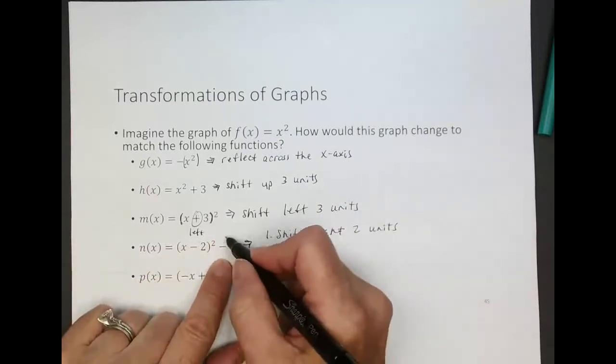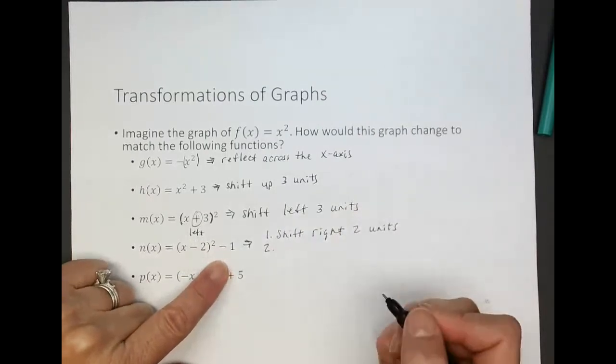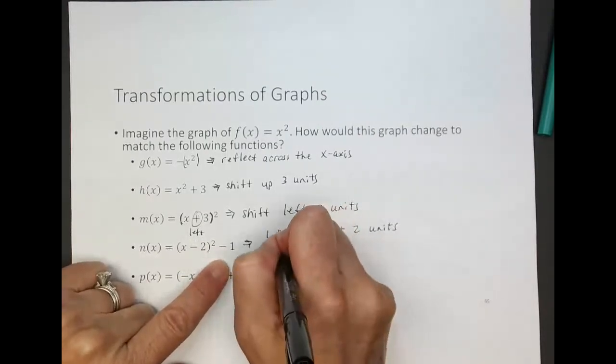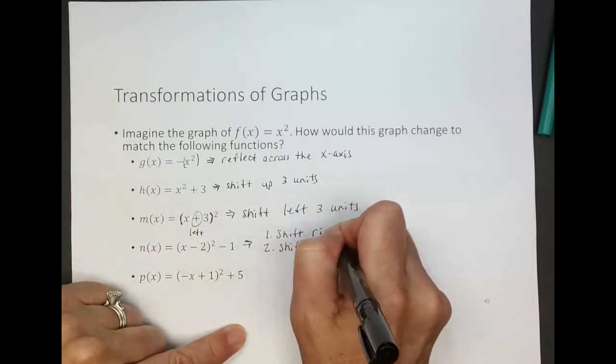Okay, but then we've also got this constant at the end. It's negative. So secondly, we're going to shift down 1 unit.